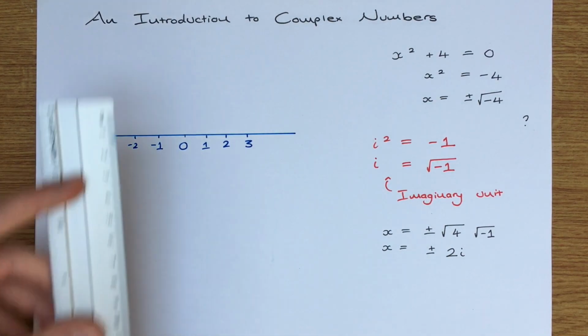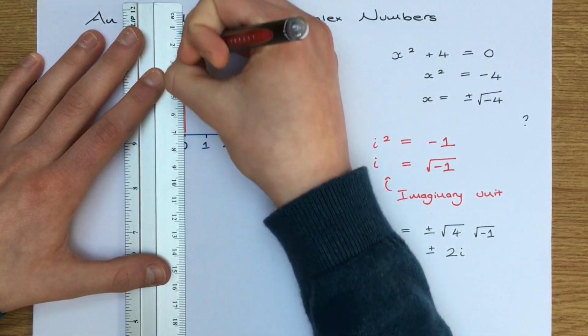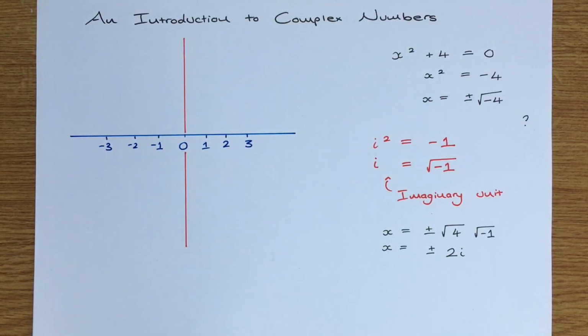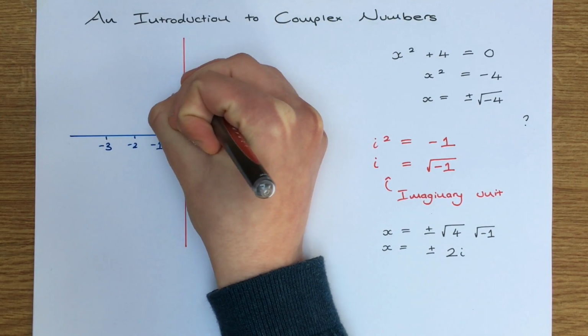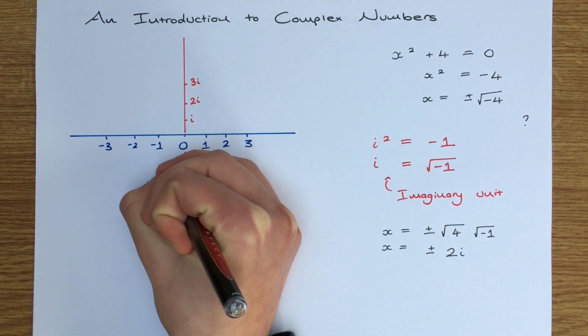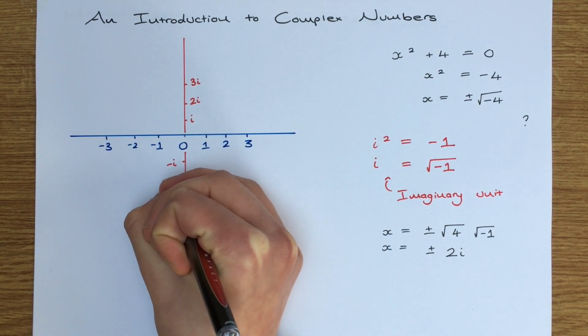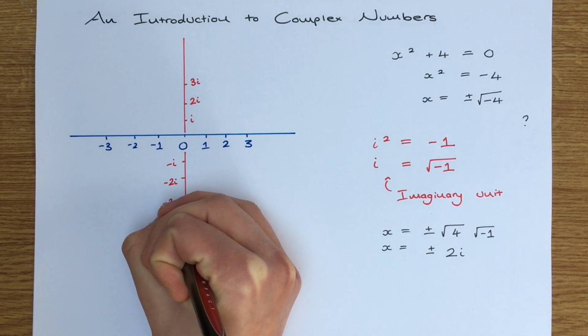Also using i, we can extend our number system to include a whole new set of numbers, the imaginary numbers. These numbers are all multiples of i, and include numbers such as i, 2i, minus 2.5i, pi i, and so on.